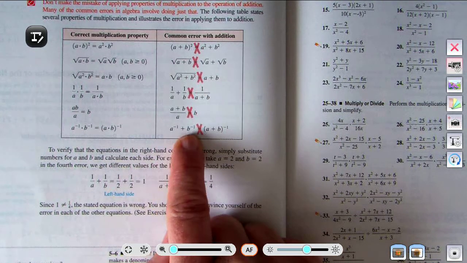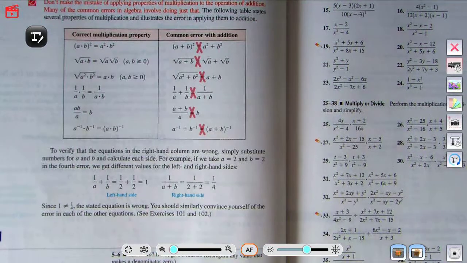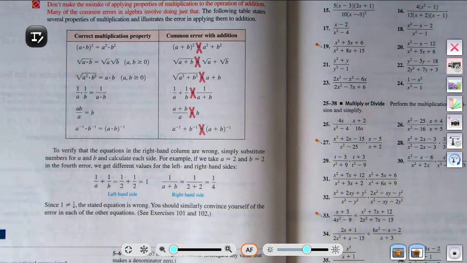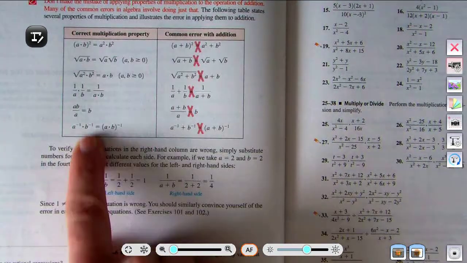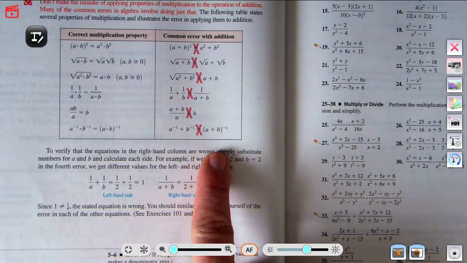A to the negative first plus B to the negative first, you can't pull that exponent out. You can't bring it in, you can't pull it out like you can with multiplying. Okay, so things work nice when we're multiplying, not so nice when we're adding.